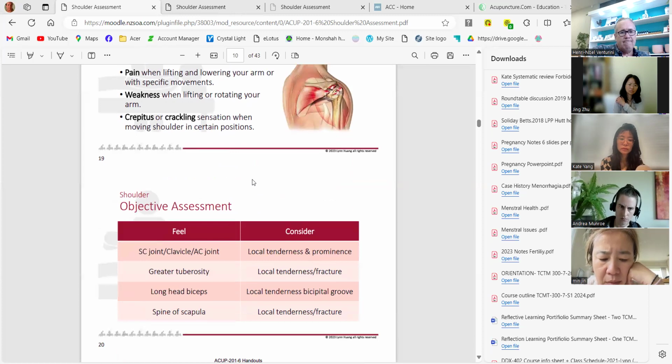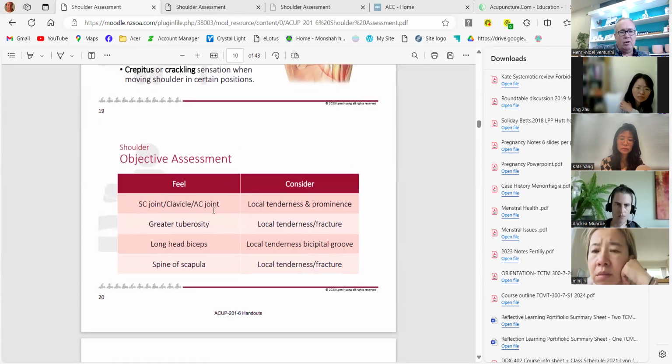Objective assessments. The SC joint or the clavicular and AC joint: tenderness at the prominence. That's what you need to be considering when you're feeling. Greater tuberosity: local tenderness, which could indicate a fracture. Long head of the bicep: local tenderness on the bicipital groove. Spine of the scapula: local tenderness and fracture.